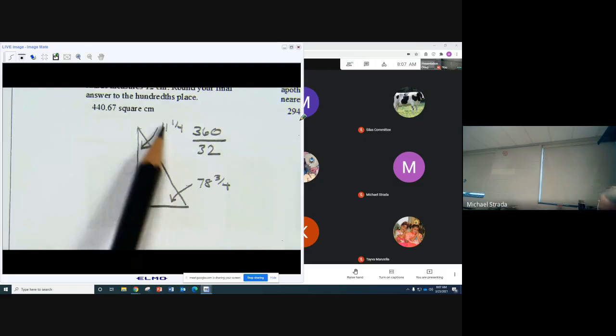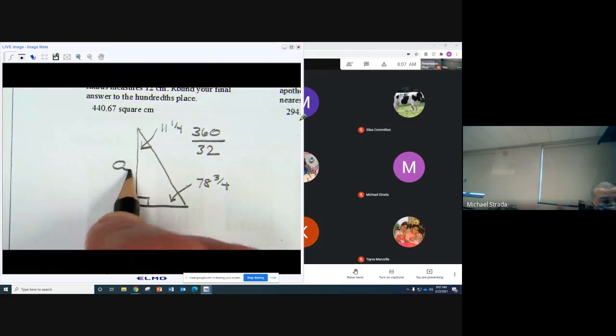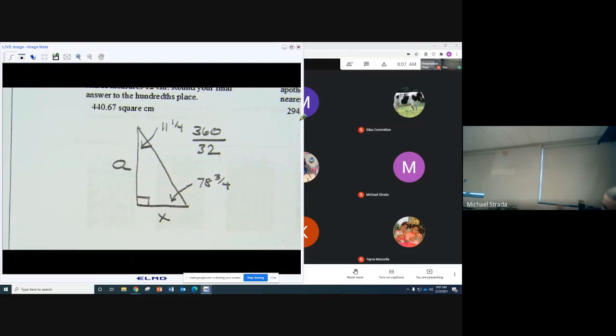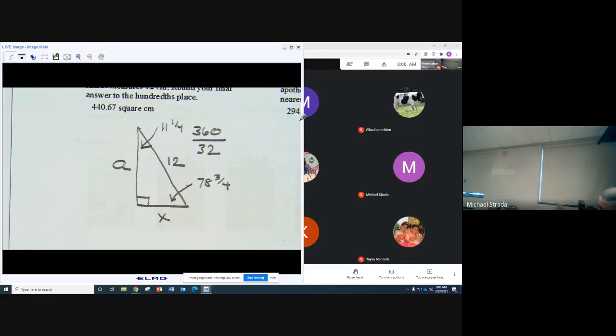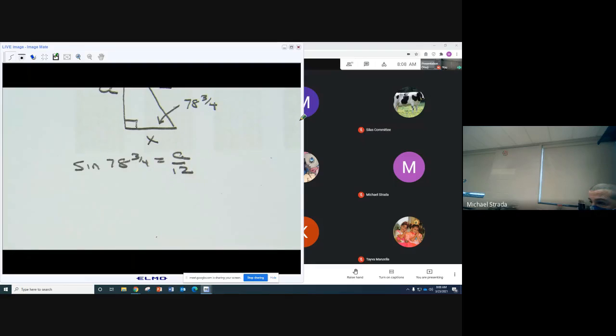All right, when we ask you when to use a ratio, this is what we mean by a ratio. If they give you the radius, you got to get 2 things. You got to get the apothem, and you got to get that segment, correct? Well, the radius is the hypotenuse, 12. So the 2 ratios you're going to use: sine 78 3/4 equals A over 12. Feel free to use 0.75, by the way, because it's an exact decimal. And cosine 78 3/4 equals X over 12.